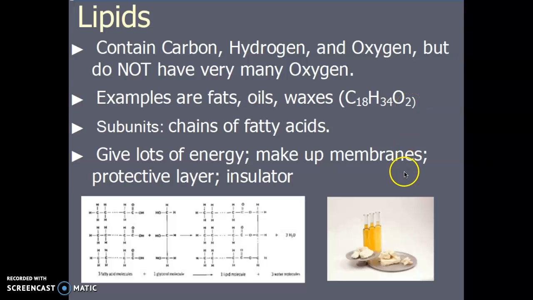Okay? So why do we need lipids? They give you stored energy. Think of a whale. A whale would have a lot of lipids, right? They make up your cell membranes, if you remember. It's a protective layer around your nerve tissue, and it can also be an insulator, all right? No one can be 0% body fat. I know we've got people who are super lean, but 0% is impossible.